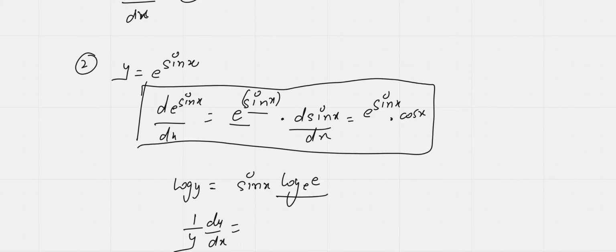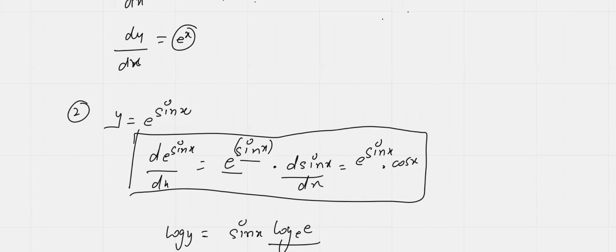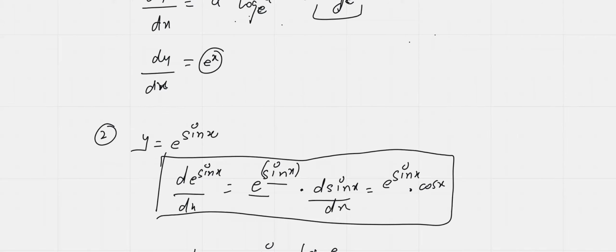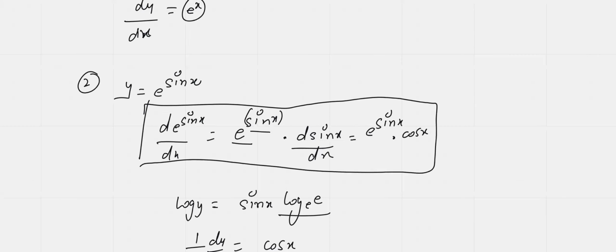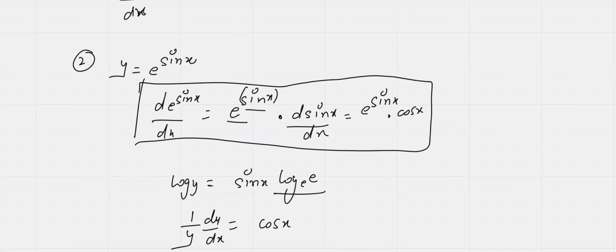If you differentiate this side, e to the power sin x alone is wrong. Multiplied by cos x is the correct answer, the differentiation of sin x by dx. So we have to differentiate the sin x in the power too. You can see here, right?